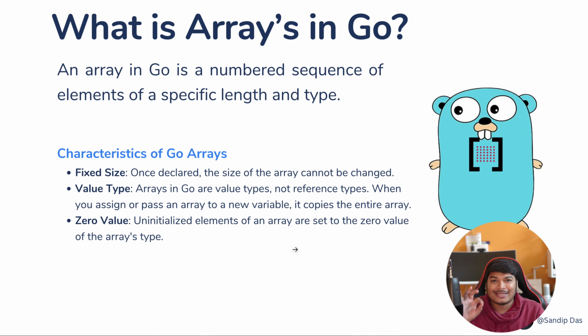But before that, what are the characteristics of an array? First characteristic is the fixed size, as I just said a few minutes back. Once declared, the size of an array cannot be changed. So arrays are of fixed size. Now the value type. Arrays in Go are value types. That means they are not reference types. So when you assign or pass an array to a new variable, or pass it to a function, it just passes the value and not the variable reference. What is the difference? I'll show practically, don't worry. Now the third point is the zero value. Uninitialized elements of an array are set to the zero value of that particular array type, and that also I will show you, don't worry.